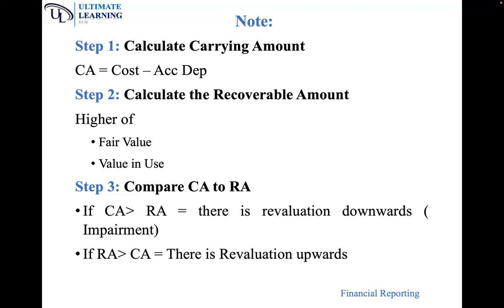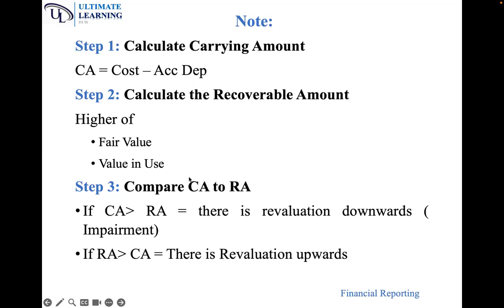Step number 1, calculate the carrying amount. How do we calculate the carrying amount? Carrying amount is cost of an asset less accumulated depreciation. Step number 2, calculate recoverable amount. How do we calculate recoverable amount? It is the higher of fair value and value in use. You choose the higher of the two. Step number 3, compare step number 1 to step number 2. Compare the carrying amount to the recoverable amount.